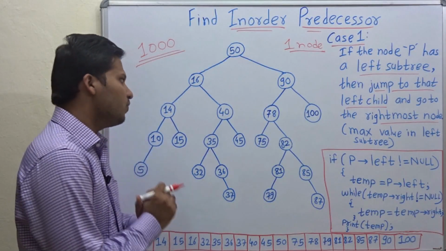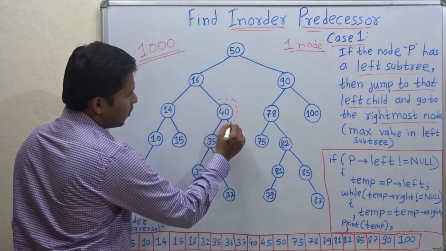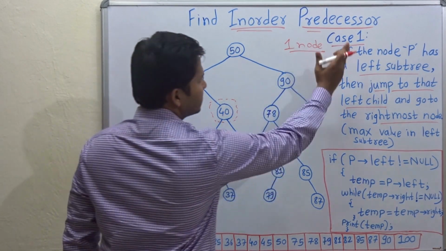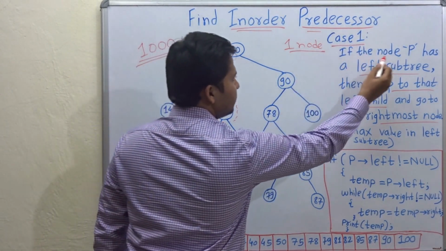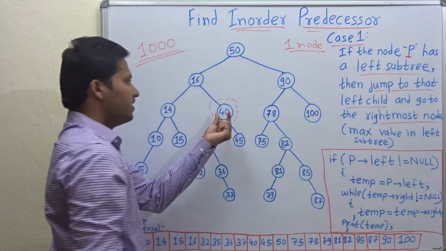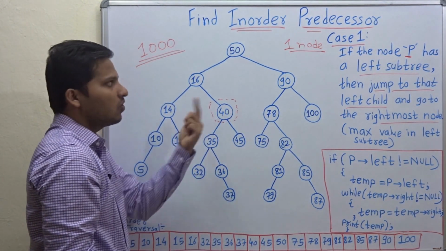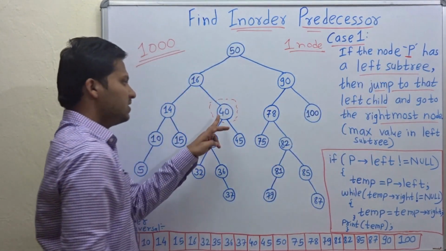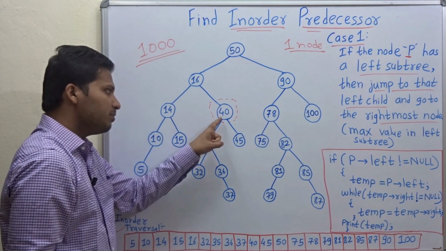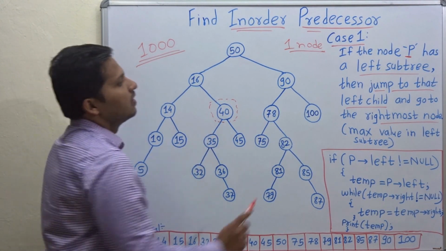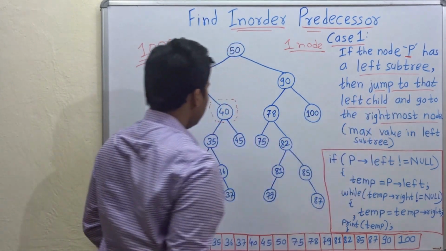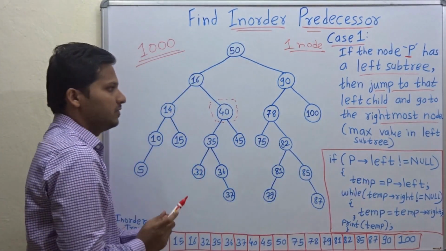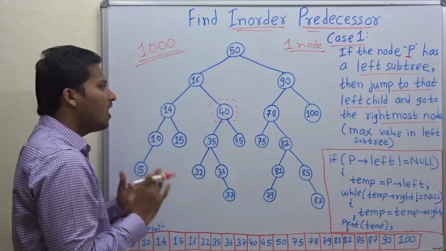Okay, so suppose we want to find out the in-order predecessor of 40 in this binary search tree. Now this is case 1. It says if the node P, meaning the node 40 for which we have to find out the in-order predecessor, has a left subtree, that means it has a left child, then jump to that left child and go to the rightmost node in that subtree. So let's see how to do that.